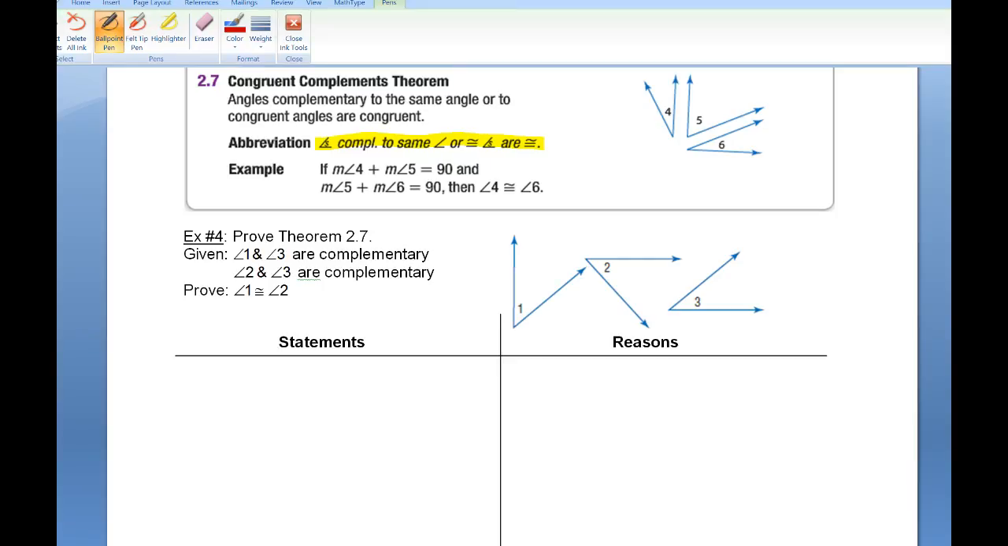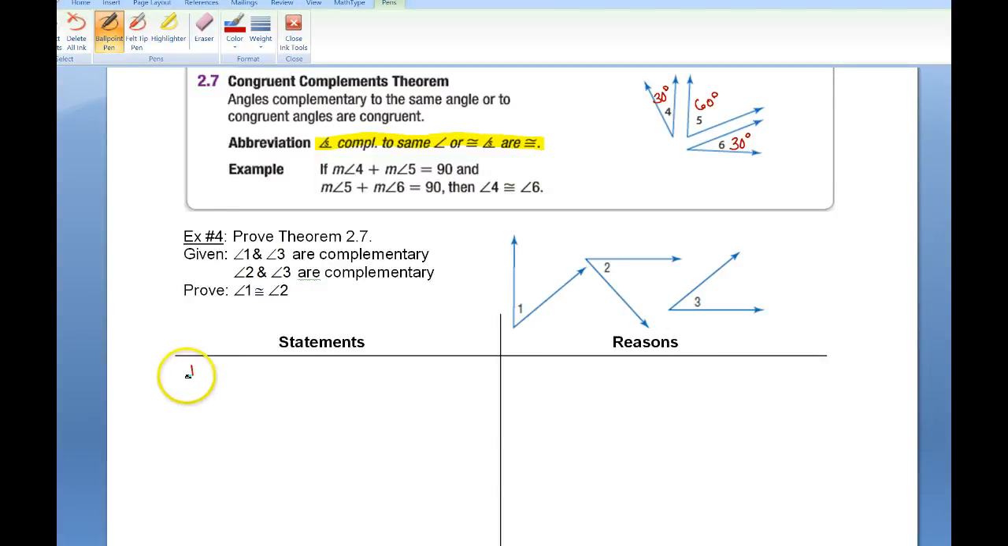So, the complements theorem is very similar. Complementary just means they have to add up to 90. Let's say this is 30 degrees and this is 60 degrees. Okay, so these are complementary. Now what if I told you angle 5 and 6 have to be complementary? There's only one option for angle 6 and it has to be 30. So basically it forces these two to be equal to each other. Okay, so let's take a look at proving that theorem.